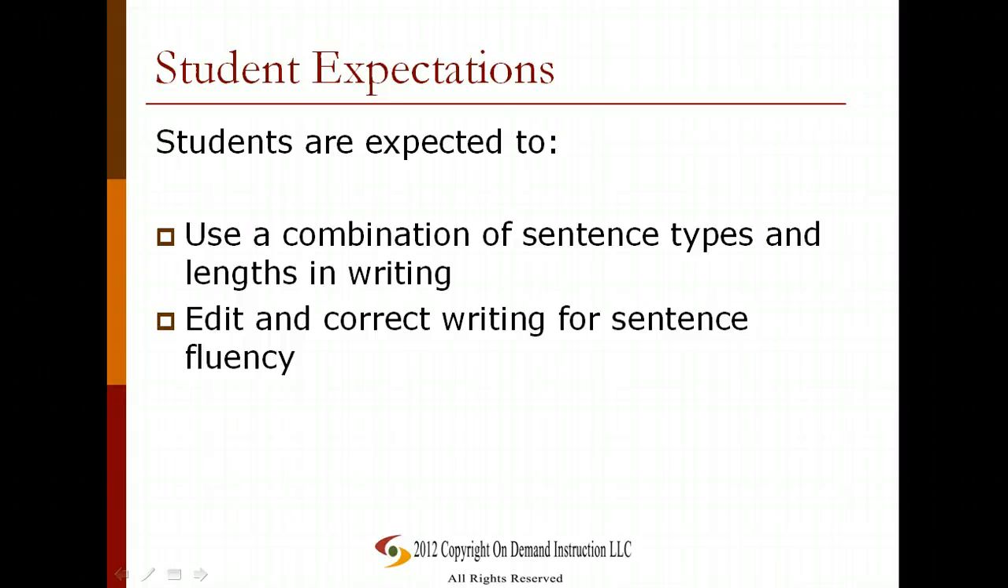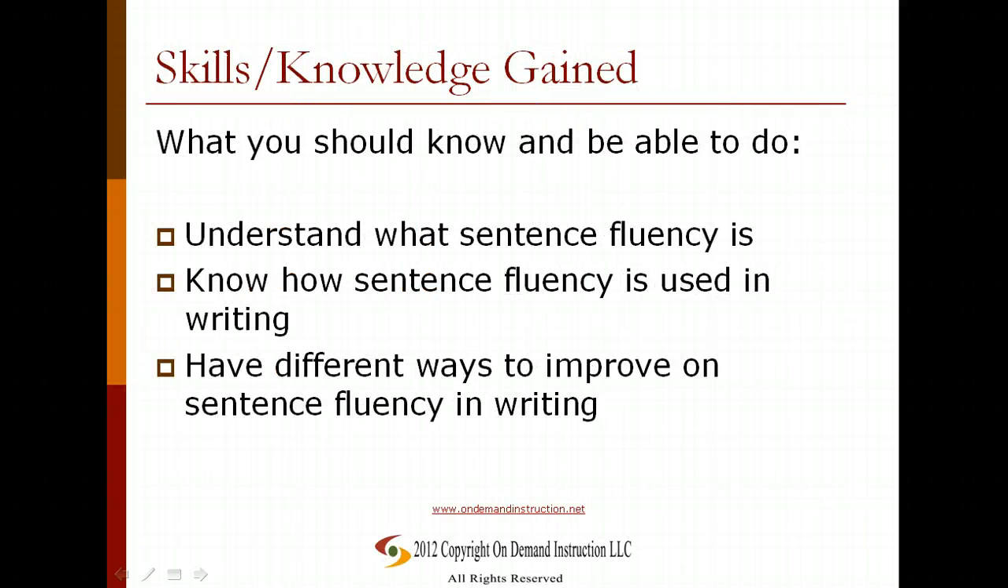What are students expected to do? Students need to use a combination of sentence types and sentence lengths in their writing. Need to make sure that you're always editing and correcting for sentence fluency in every piece, regardless of what type of writing you're doing. At this point, what you should know and be able to do is to understand what sentence fluency is, to know how sentence fluency is used in writing, and to have different ways to improve upon sentence fluency in writing.